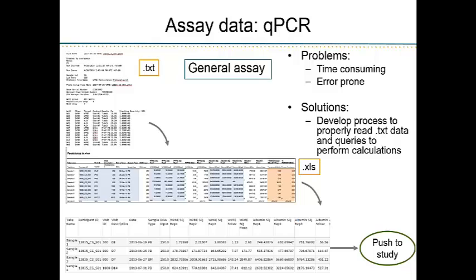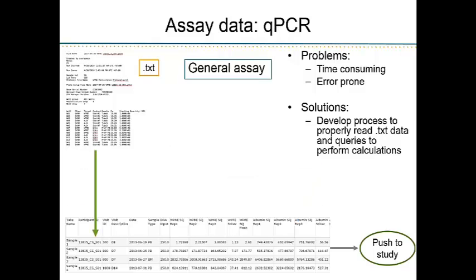Again, this kind of stuff is very time-consuming. It can be error-prone. The idea moving forward is that we'd like to develop a process where we can read and use specific types of text files, including the information in the experiment title and things like that, including all of the raw data, and putting it directly into LabKey and writing queries to do the calculations that we would normally do in Excel. So completely eliminating that middle step.